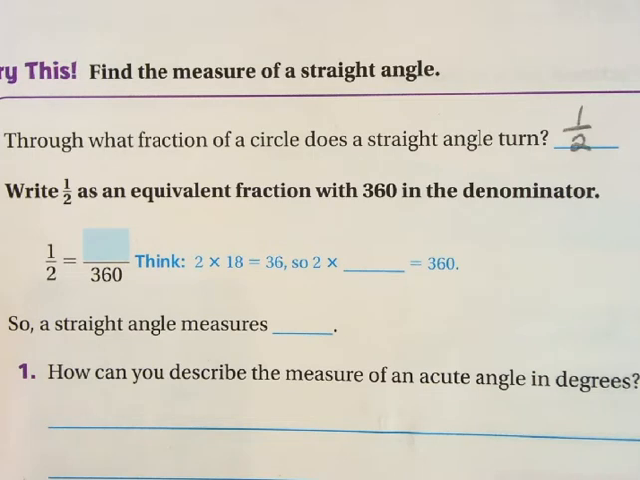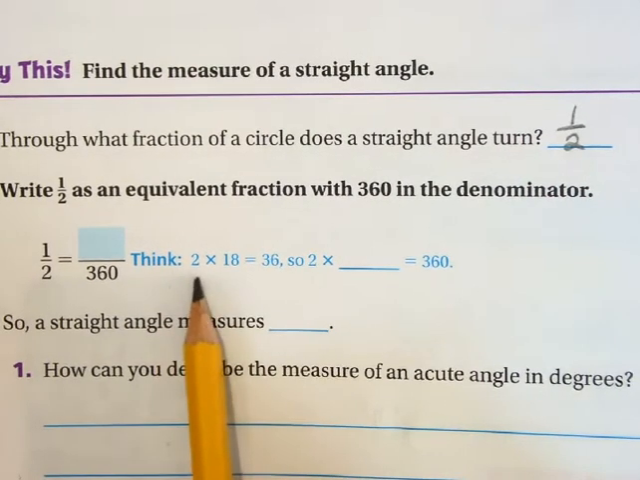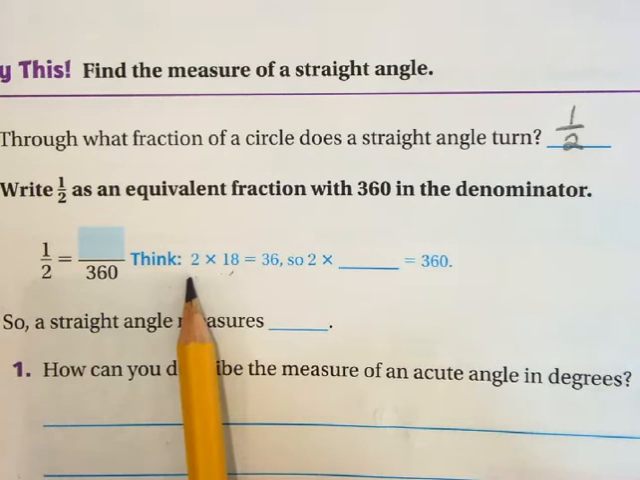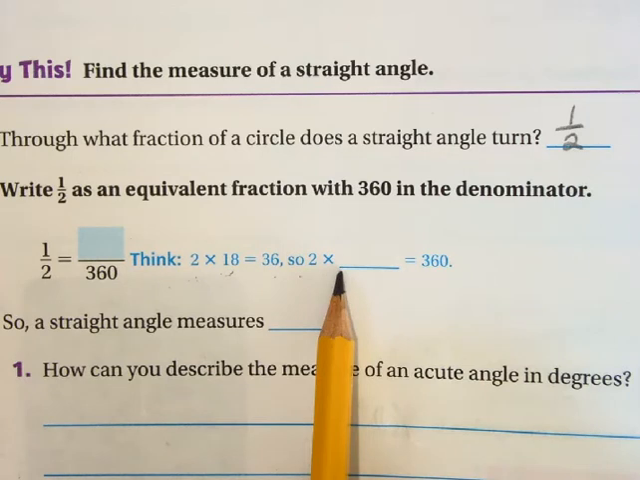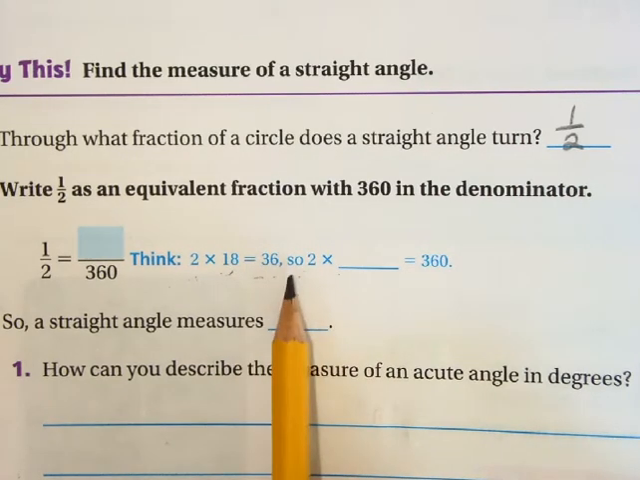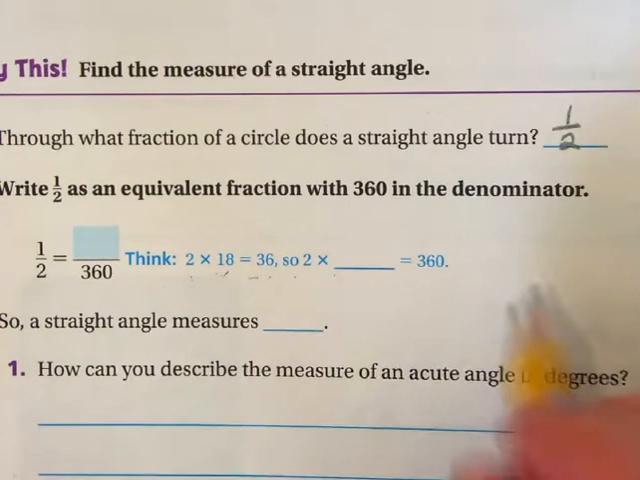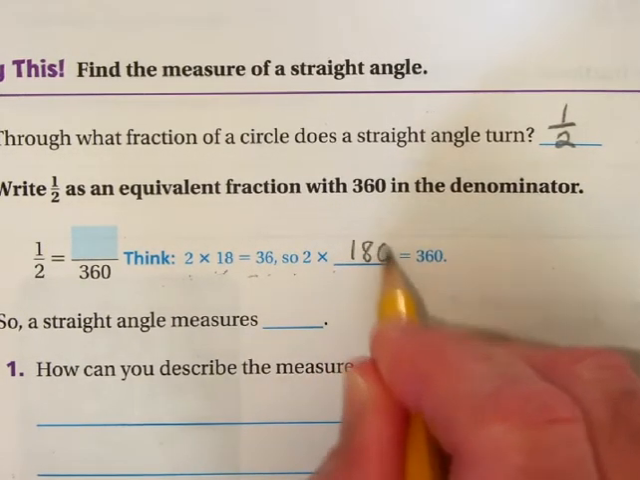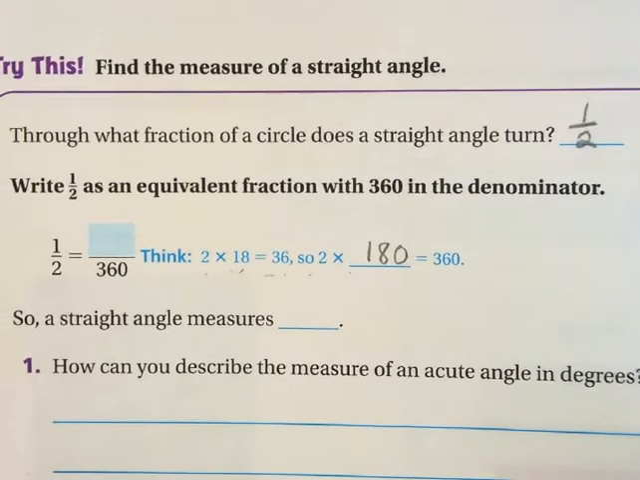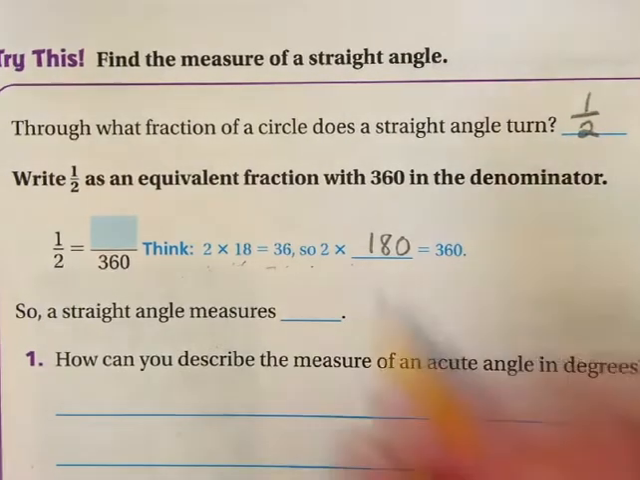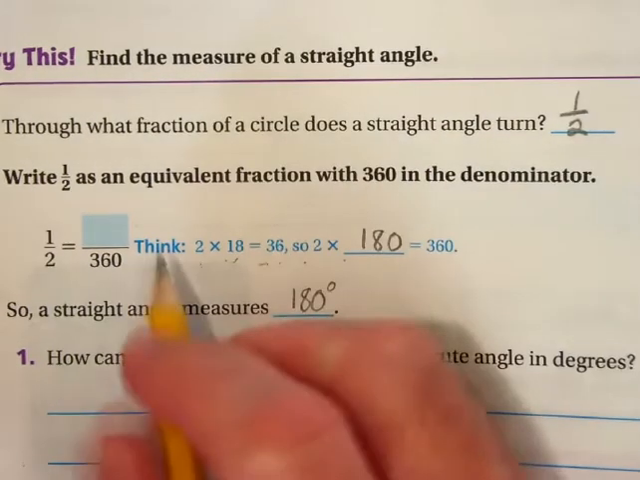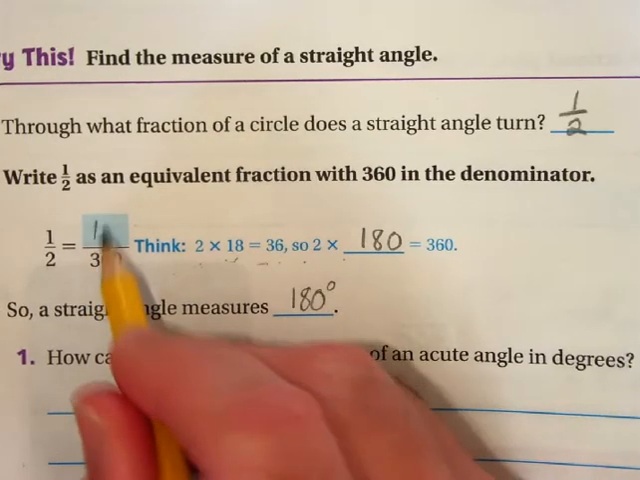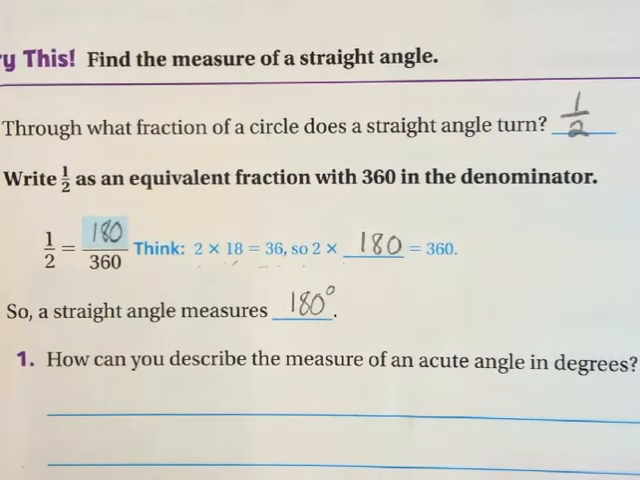Well, here's a clue. So we have to think 2 times 18. Yeah, that gives us 36. 2 times 18 equals 36. So if that gives us 36, we just add a 0. So 2 times 180 equals 360. So a straight angle measures 180 degrees. So 1/2 equals 180 over 360.